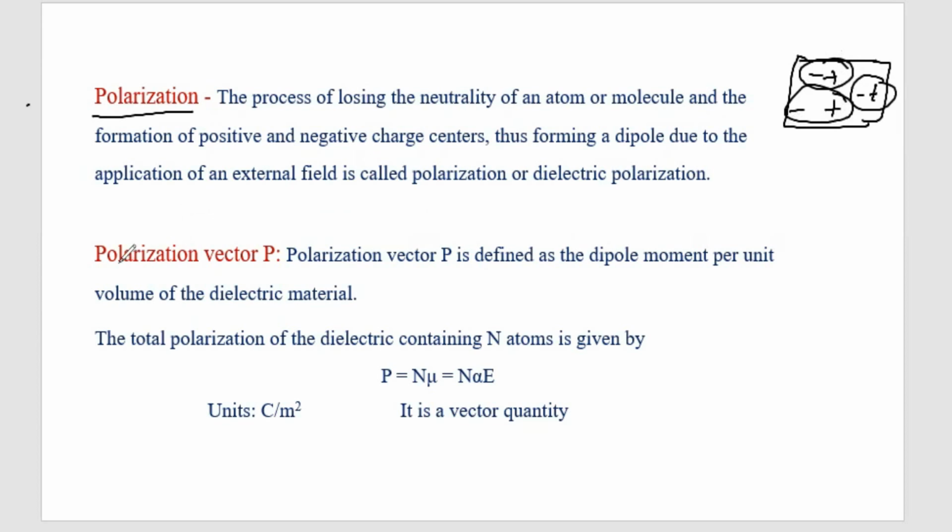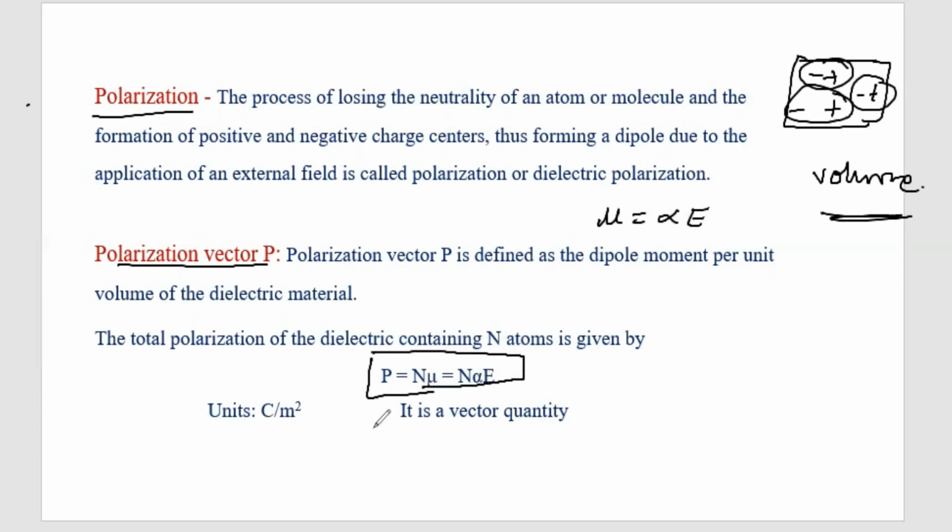And mathematically it is given by the polarization vector. How many dipoles are forming? So per unit volume, the polarization vector is represented with letter P. P is equal to N mu, and we already know that mu is equal to alpha E. So P is equal to N alpha E. And the units for this polarization vector is coulomb per meter square.